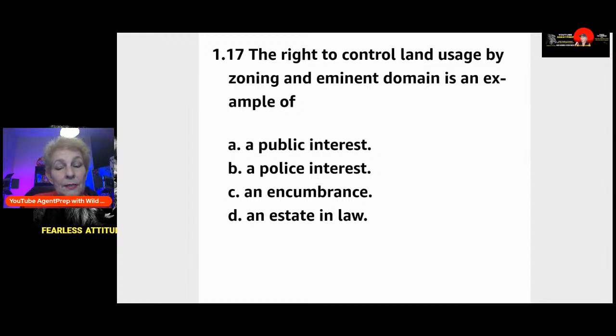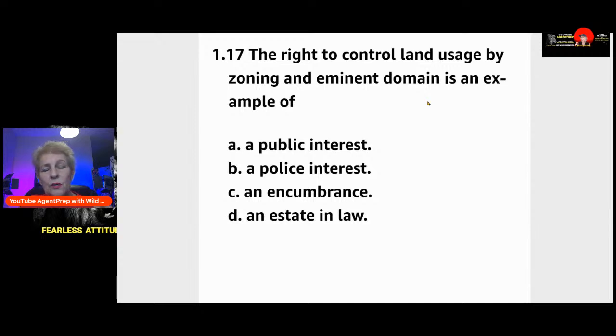No, it is not police interest. You were thinking of police power. That means the police would have an interest in it, and that's not it. One of the police powers includes zoning and eminent domain. So the right to control land usage by zoning and eminent domain is an example of, the answer here is A, public interest. It's the interest of individuals.